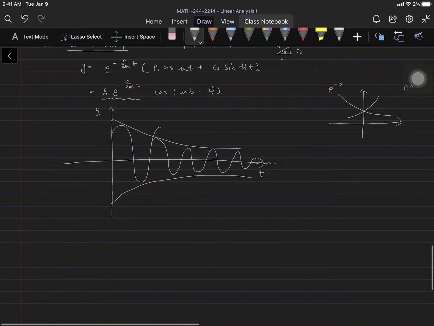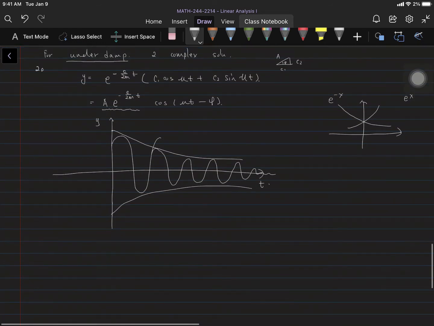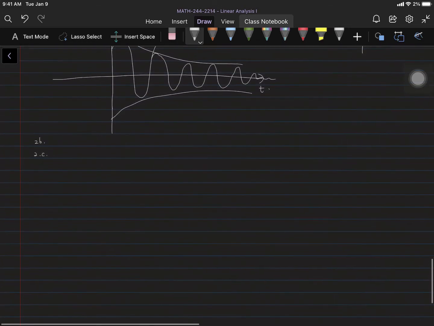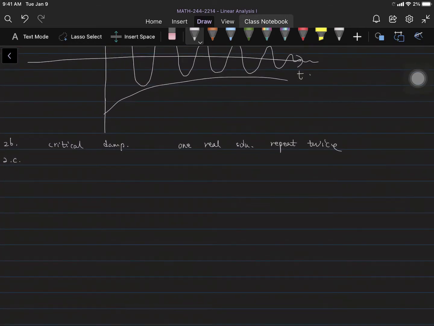Okay. Second case, this is 2A, right? And the 2B and the 2C, they have the same graph. 2B means critical damp. That means what? That means we only have one real solution. Oh, we have one real solution repeated twice. I hope this can help you to remember. So two solutions. That means going to be like a e to the something and a c1 plus c2t, kind of like this kind of solution.